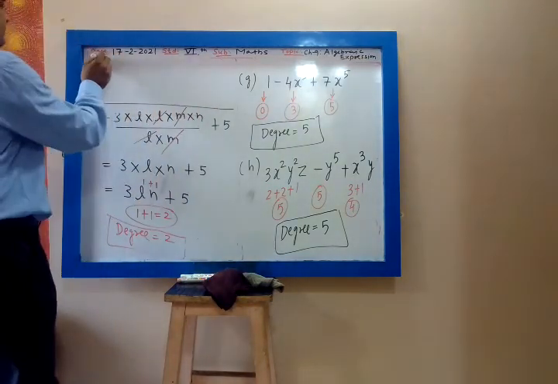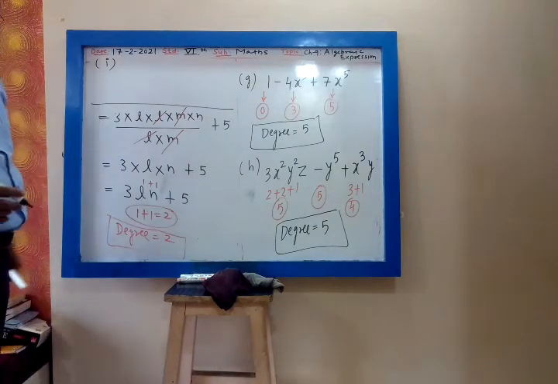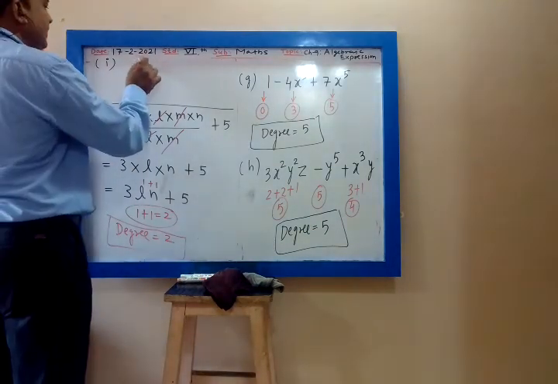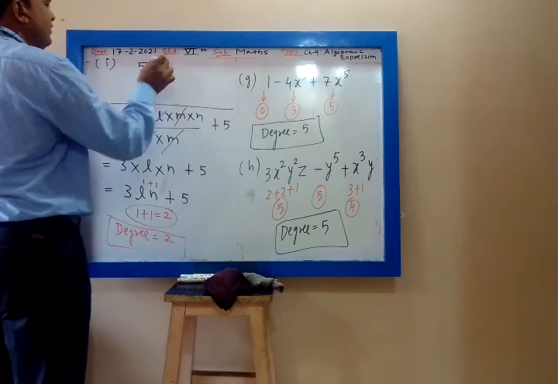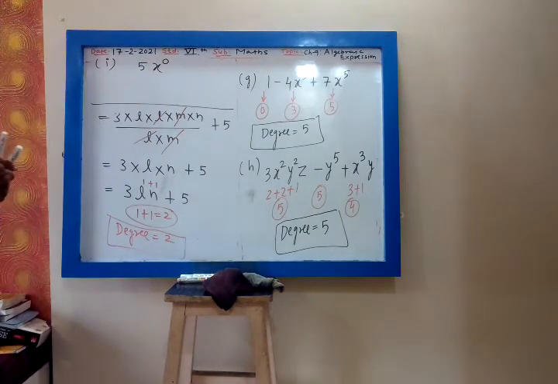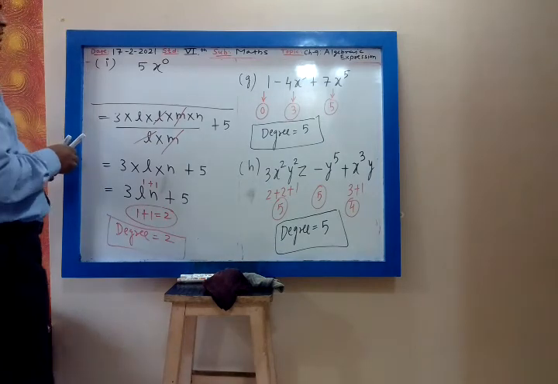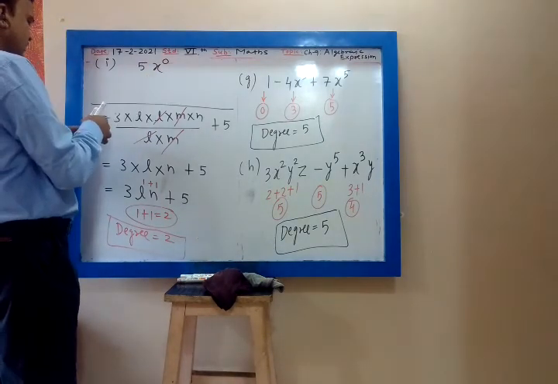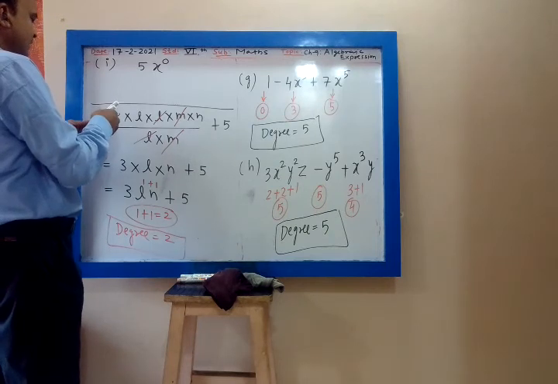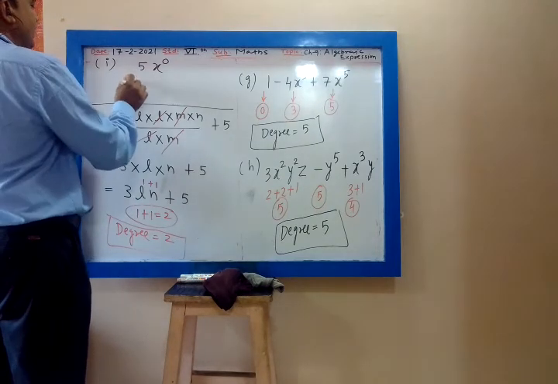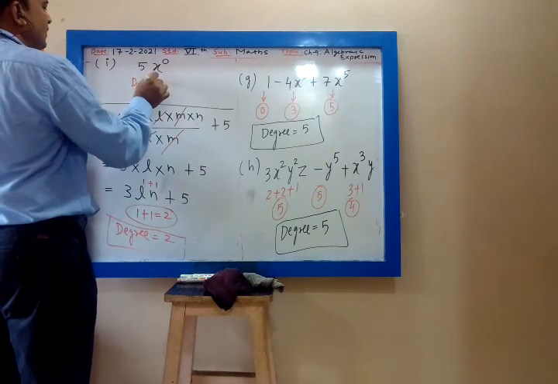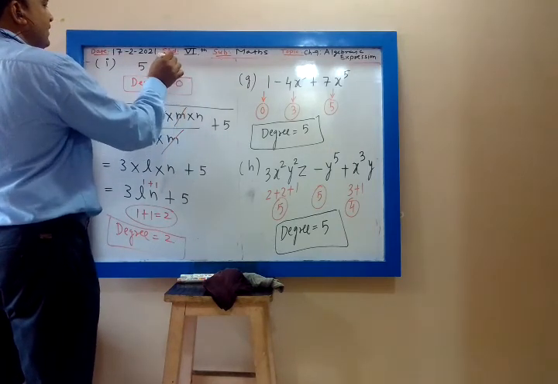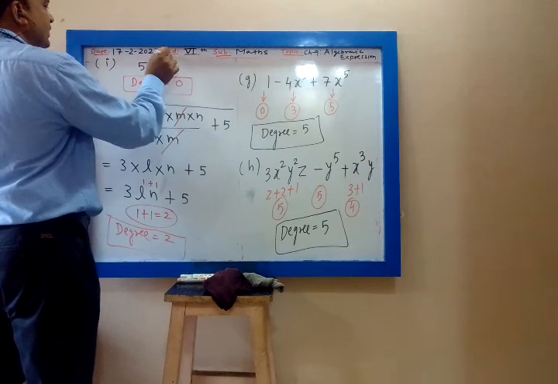Then it is 5x raised to 0. What is the degree? What is the power of x? 0. So degree is 0. Degree of this is 0, because see this, x raised to 0.